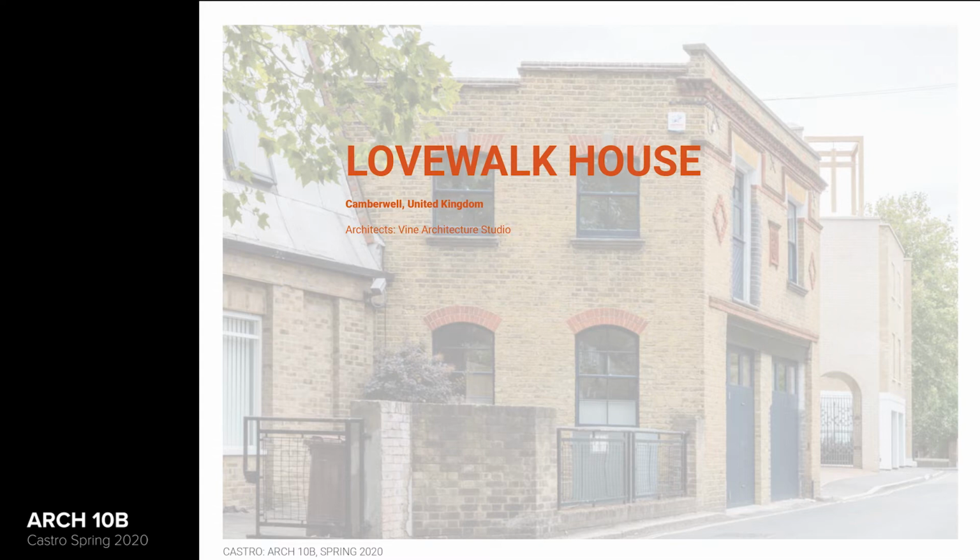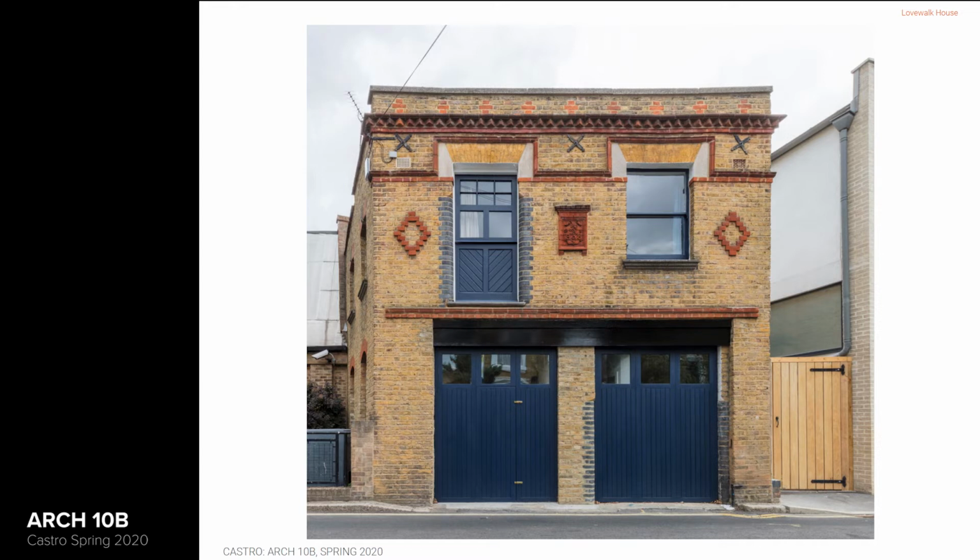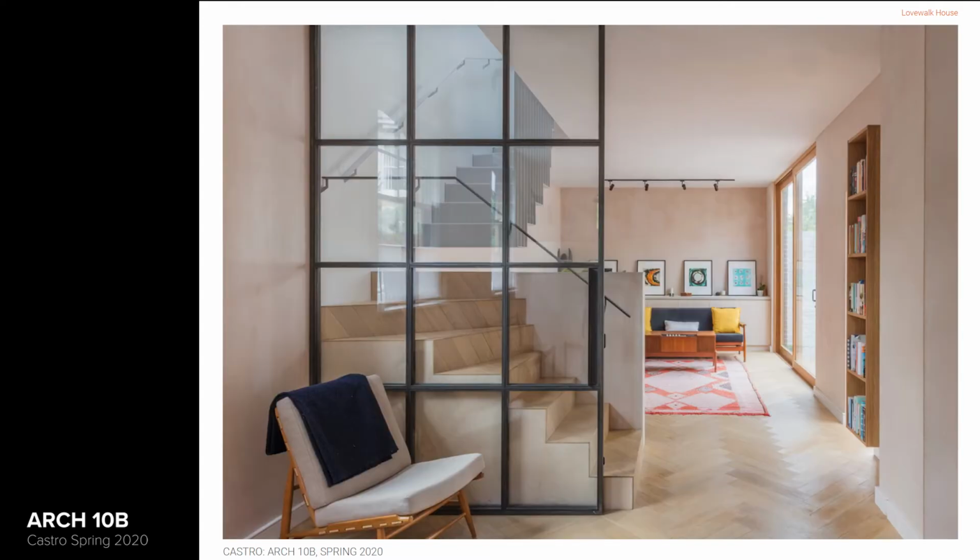Okay, now let's talk about the Love Walk House. This is a residence in Camberwell, United Kingdom, done by Vine Architecture Studio. This one addresses more those of you who are working with the existing market and want to preserve the facades and the existing openings of the market. So you have this Victorian style house which has been preserved and upkept. The openings for the original doors and windows were replaced with new ones, but the original brickwork has remained. And in the interior, it's completely different, right?